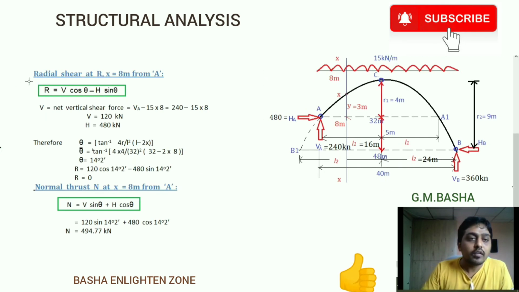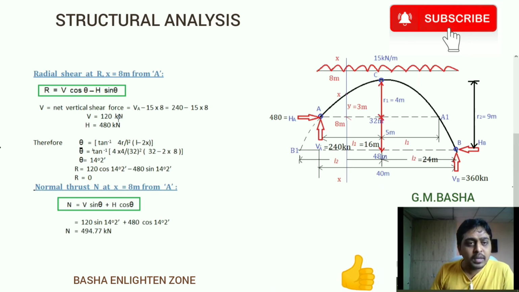So friends, we are going to the next point, that is radial shear at x equal to 8 meters from A. Already in the last lecture, that is in example 1 part 2, I explained everything very clearly: bending moment, maximum bending moment, radial shear, how to find the radial shear formula, normal thrust formula, what is net vertical shear, and how to find this theta based on the given parabolic rise formula, that is y equal to 4r by L square x into L minus x. If you differentiate that with respect to x, you will get the slope value, and how to find the net horizontal shear.